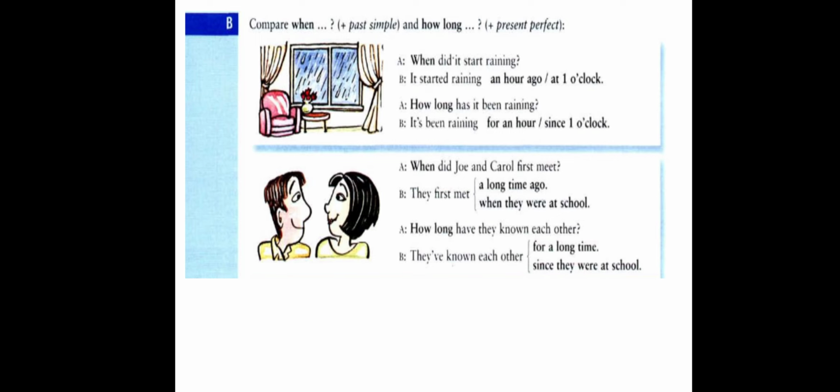In the answer, we use here for a long time. We did not say a long time ago only. We say for a long time. For is used to show the present perfect. And they have known each other since they were at school. Here we use since. Since indicates a present perfect. That's why we use a present perfect in this statement. But in the past simple, we use ago or we use another past tense without since, like when they were at school.